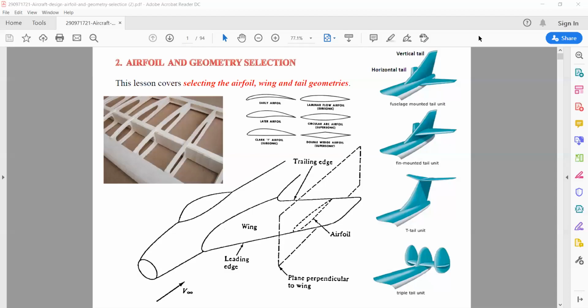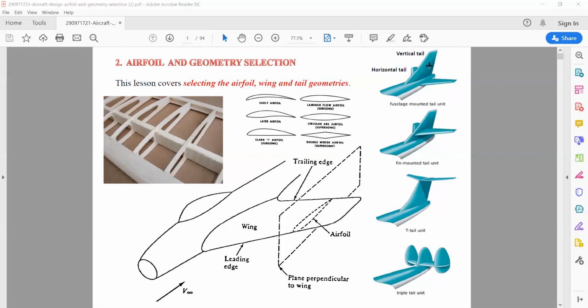Together it is called the empennage. So in the horizontal tail we can see the elevators. The function of an elevator is to pitch up and pitch down. It gives the action of pitch up and pitch down.